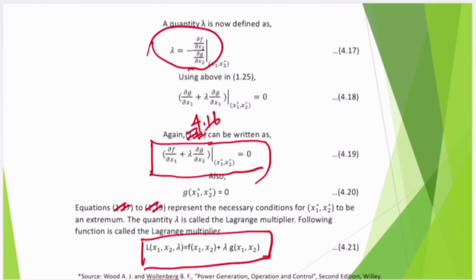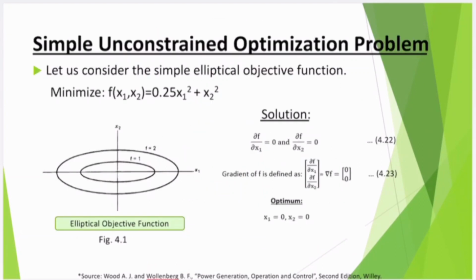In a two variable problem, you will have three variables including lambda, which is nothing but my objective function f of x1, x2 plus lambda times g of x1, x2. So this is the objective function with Lagrangian multiplier. Now, if you talk about a simple unconstrained optimization problem, you can solve many problems. That is f of x1, x2, which is given as 0.25 x1 square plus x2 square. And you can solve this problem easily by differentiating with respect to x1 and x2 equal to 0, and then you get the gradient of that equation, and then you can get the optimization value for both x1 and x2.